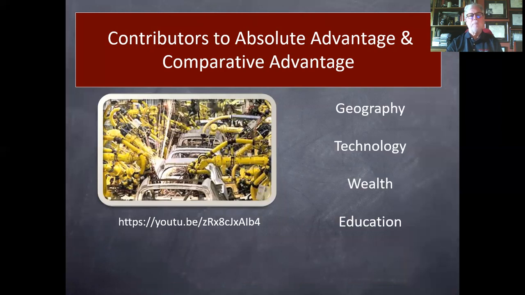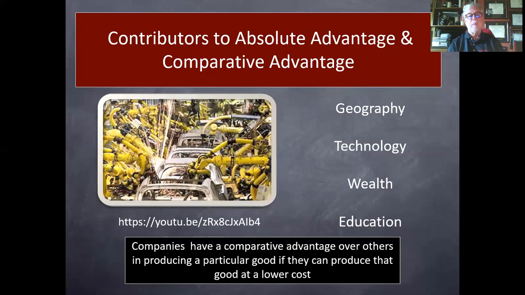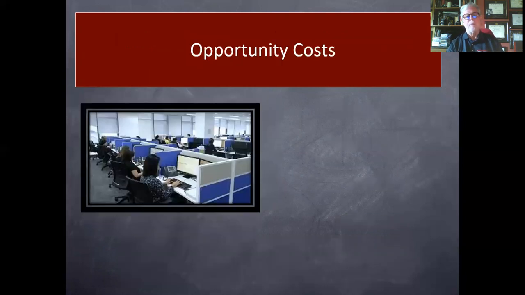So you take absolute advantage and comparative advantage. Japan was one of the first to introduce robots in mass production automobile manufacturing. Well, robots are used in just about everything nowadays. That gives that particular company a tremendous comparative advantage over other companies that don't have that resource. Companies have a comparative advantage over others in producing a particular good if they can produce that good at a lower cost. And this is where robotics came in, especially in Japan.